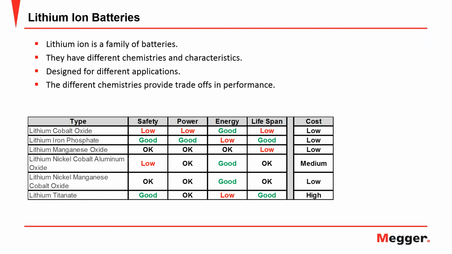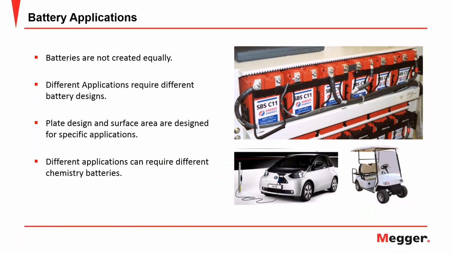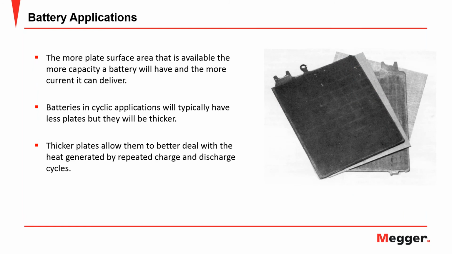When we look at batteries, they're not created equally. Different batteries are designed for different applications, and if you use the wrong one, you're going to have some issues. Number one, when you're dealing with lead acid batteries, more plate surface area means more charge, more capacity the battery will have. So the larger the battery, the more plate surface area you're going to have.